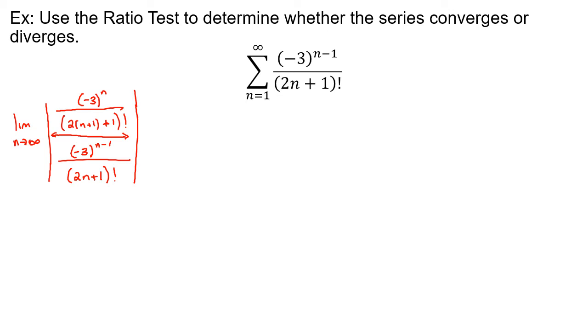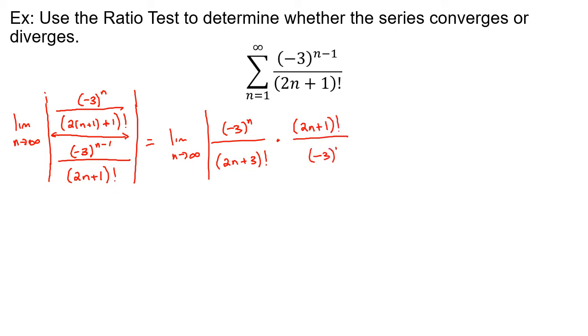And so my little absolute value bars are a little bit too short. So I'm going to, just like on the last one, flip the 1 on the bottom over and multiply it. So I'll have negative 3 to the n, and this is now going to be 2n plus 3 factorial, because it's 2n plus 2 plus 1, times I'll have a 2n plus 1 factorial over negative 3 to the n minus 1.